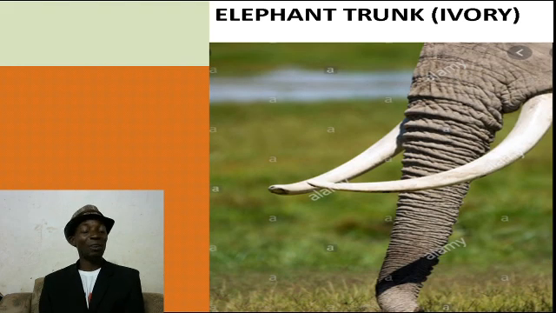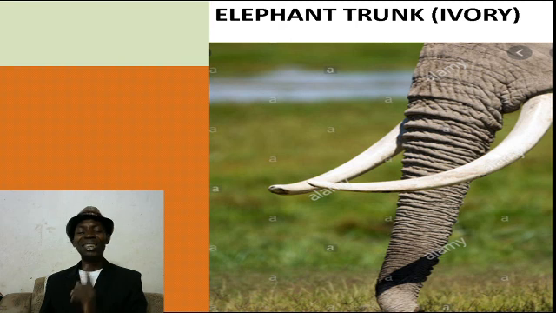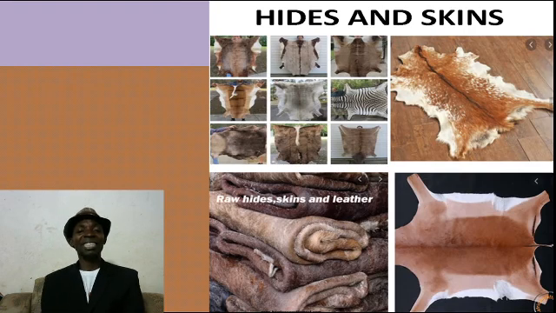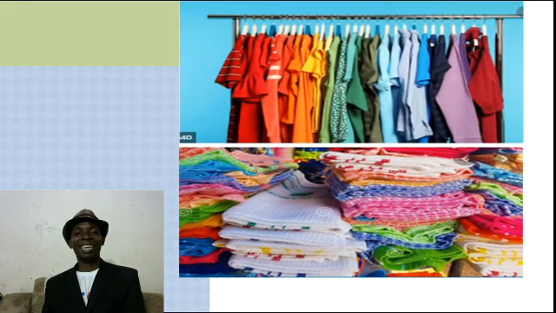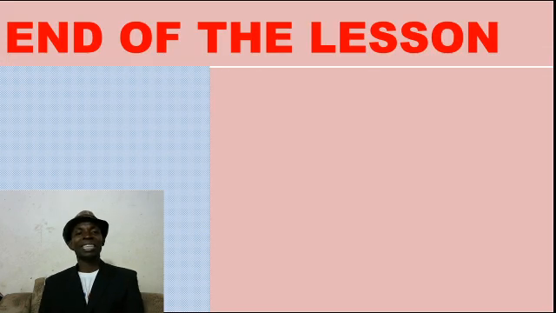What else? I told you from Uganda they would get ivory. See those horns from the elephant? That is ivory. They would sell it and get a lot of money. Those are hides and skins, got from animals. What are those? Clothes. Yes, those are some of the trade items that were brought by the Arabs.